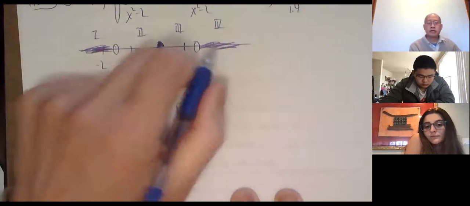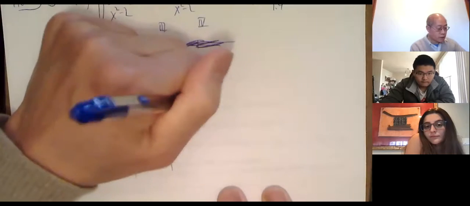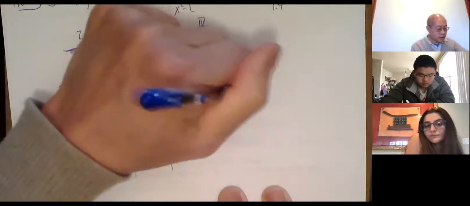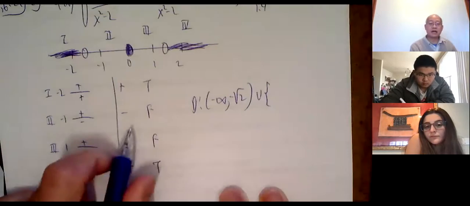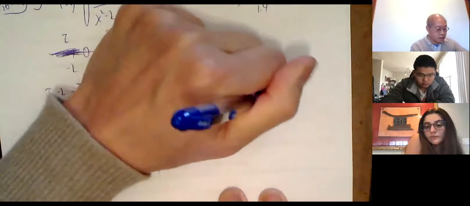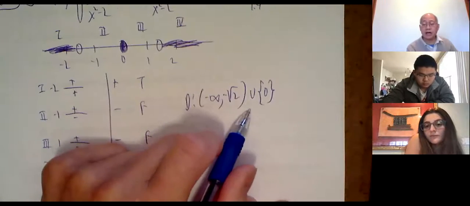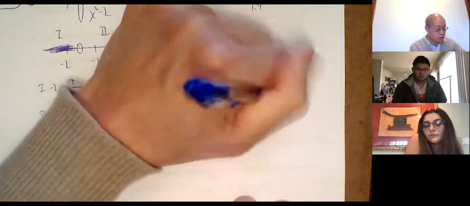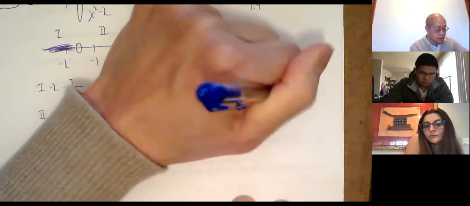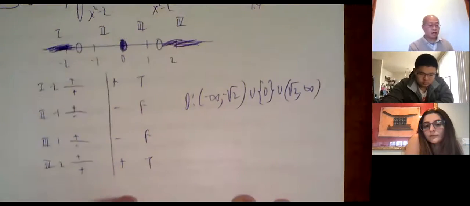So we shade this region, and a single point. The way we write that is negative infinity up to negative radical 2, parenthesis, union the set consisting of 0. It's just a single dot, so this one has to be braces. It's not an interval, so don't put parentheses or brackets, just a single number 0. Union, parenthesis, radical 2 comma infinity, like that.